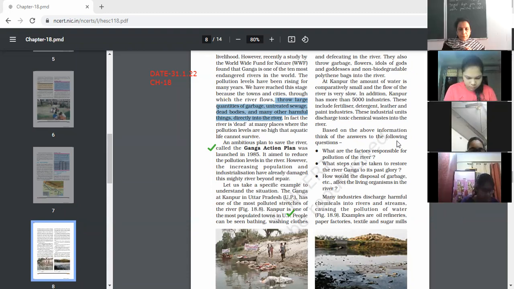The government launched the Ganga Action Plan in 1985. It aimed to reduce the pollution level in the river. Secondly, the government launched the National Mission for Clean Ganga (NMCG) in 2016. So two steps have been taken by the government: the Ganga Action Plan and the National Mission for Clean Ganga. Next, question number 3: how would the disposal of garbage affect living organisms?